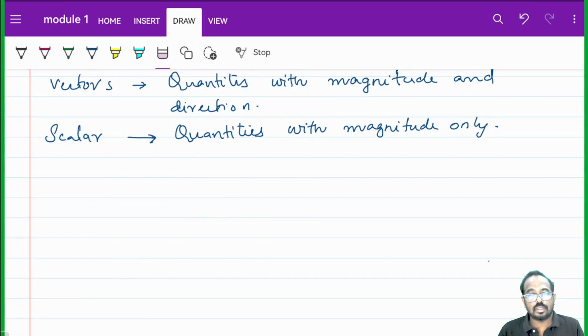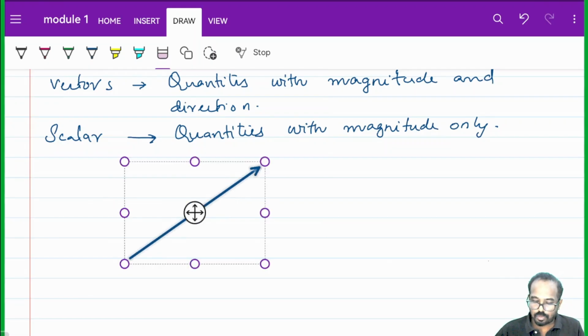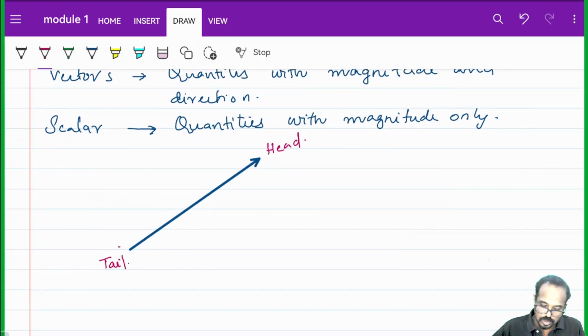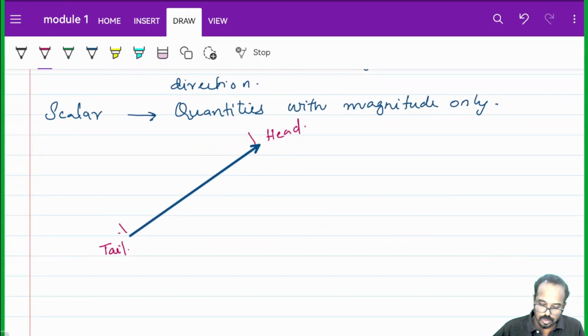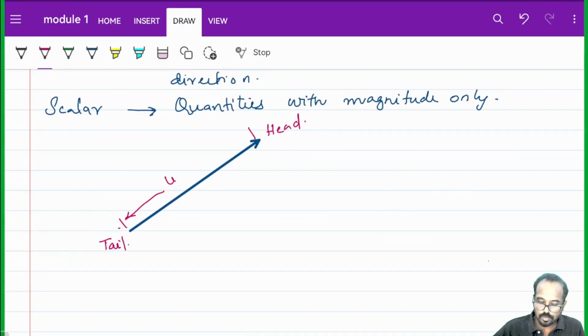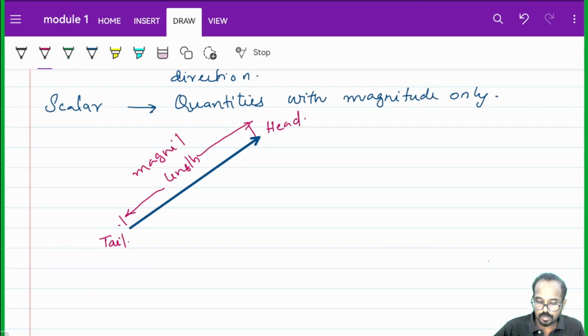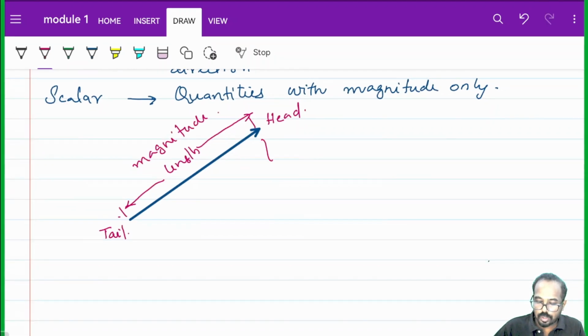Certain basic important things you need to understand about vectors. You can represent a vector on your paper with an arrow. This represents a vector. This is called the head of the vector, and this is the tail. The length of the vector will represent its magnitude, and the arrow will represent its direction.